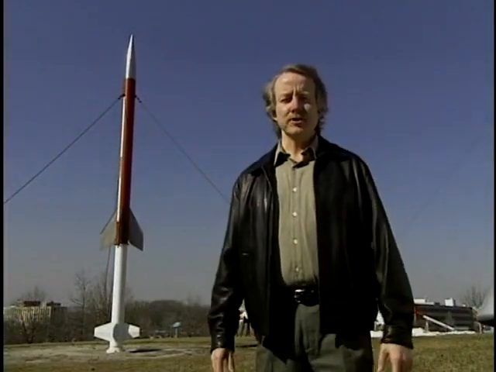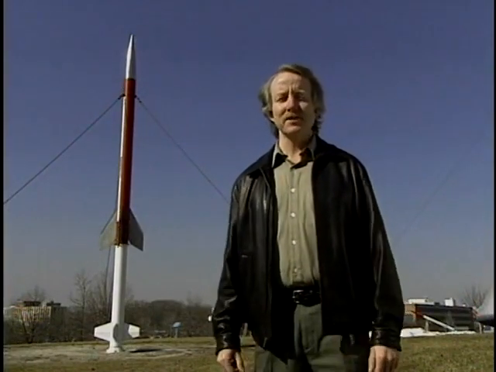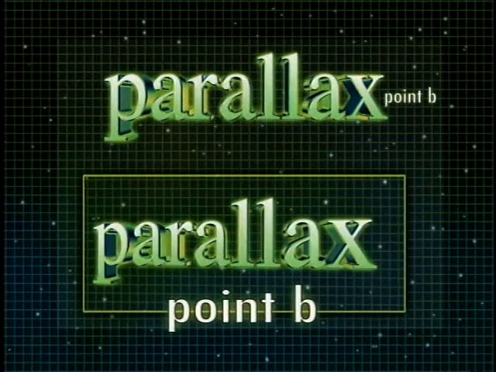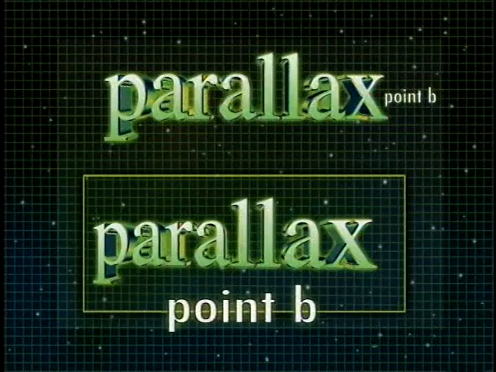The answer is that astronomers used a geometric technique called parallax to determine the distance between the Earth and the Sun. Parallax is the apparent change in position of an object when you look at it from two different stations or points of view. It sounds mysterious, but you use this technique all the time.